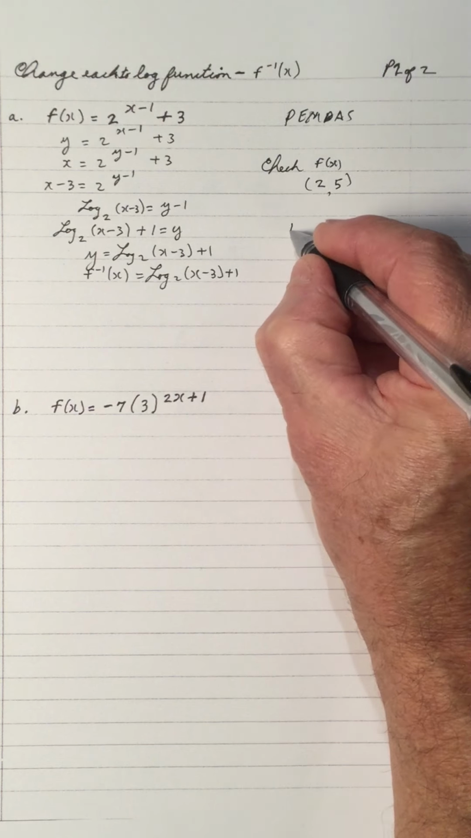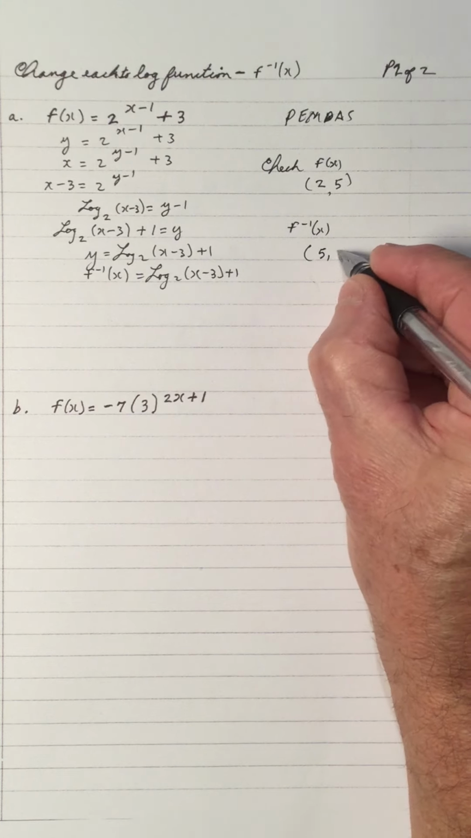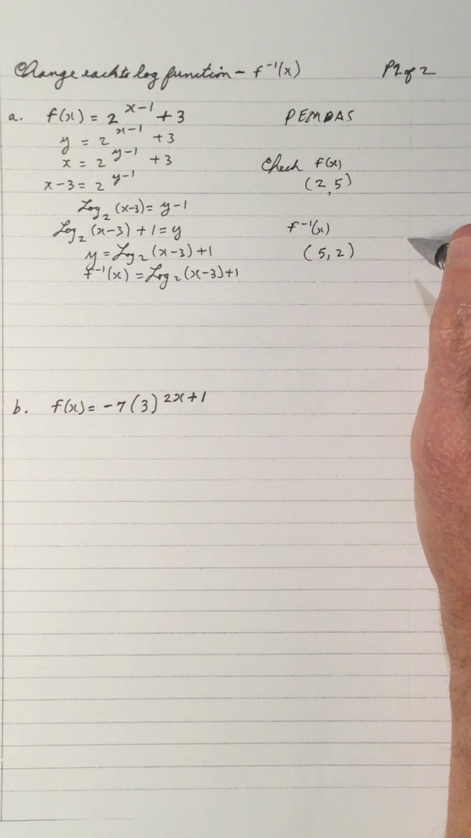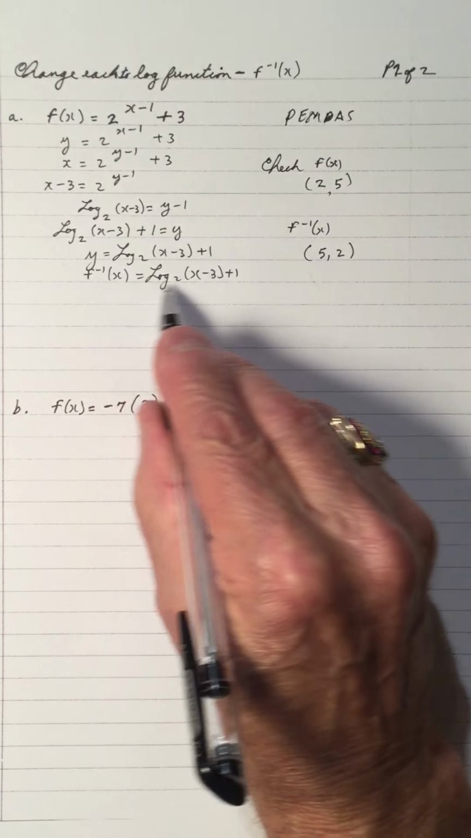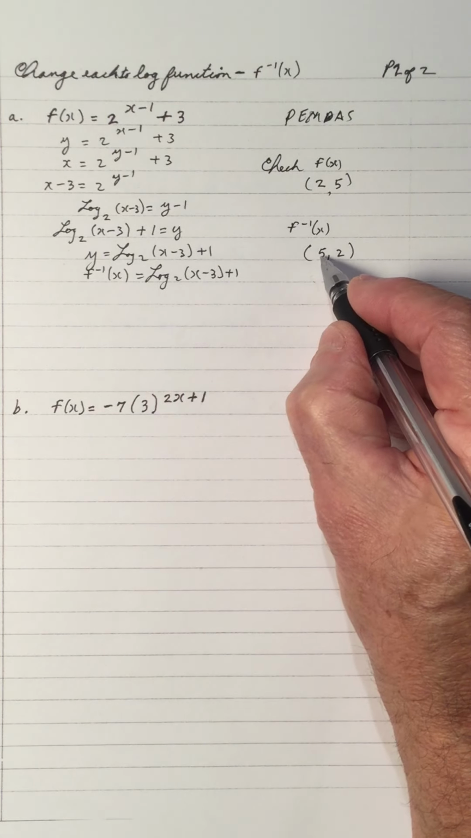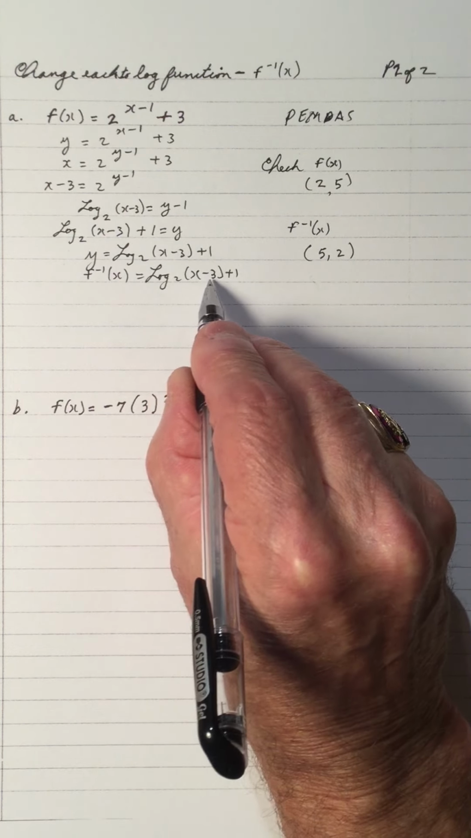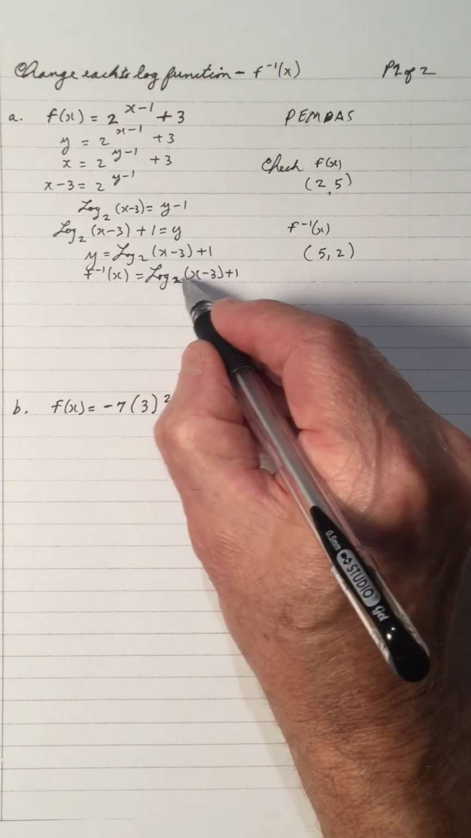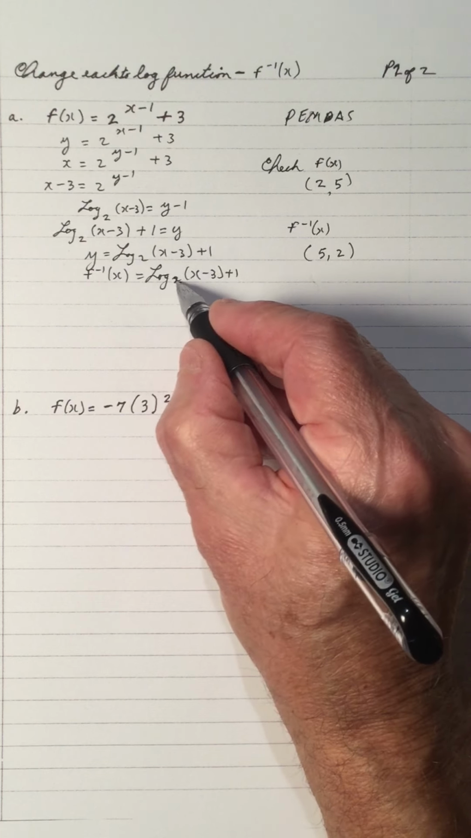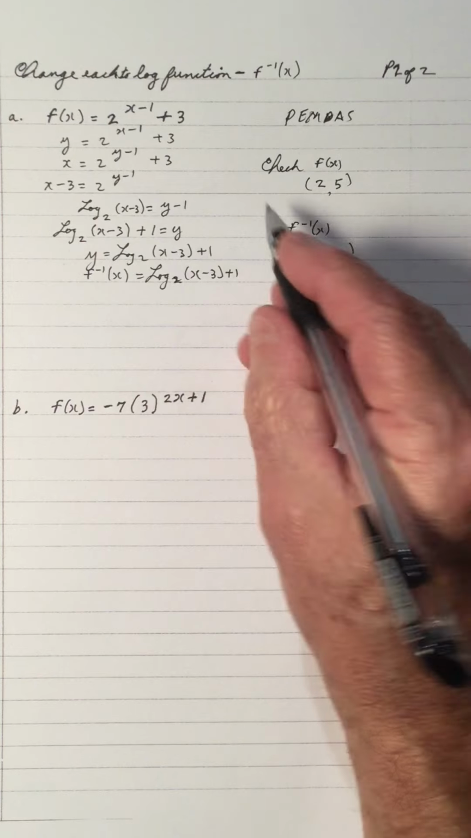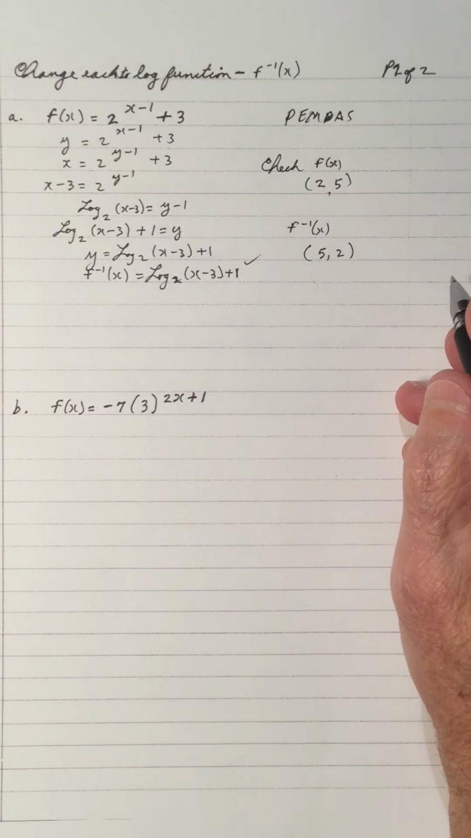So if we look at the f to the negative 1, that means a 5 should give us a 2 because it's reflected, a reflection in the line y equals x. X is y, y is x. So if we take this log equation and put 5 in the place of x, 5 minus 3 is 2, then 2 to the what power gives me a 2? The answer is 1. So the log of 2, base 2, is a 1, and 1 plus 1 is 2. So that tells me that the inverse of this exponential is this logarithm.